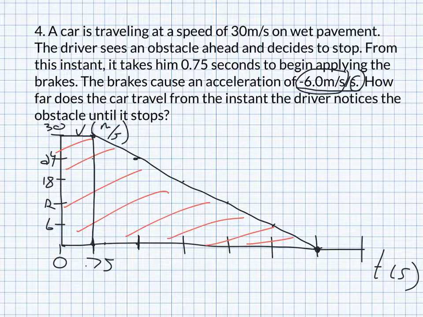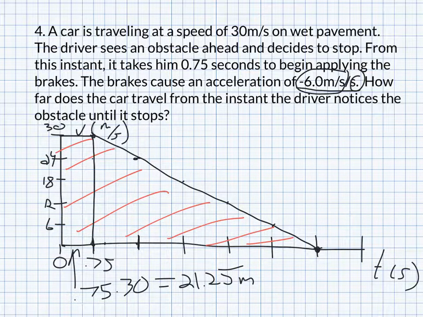So that rectangle here has base times height, which is 0.75 times 30, or 3/4 of 30. What is that? 90 over 4, which is 22.5. So 22.5 meters for that one. And then this triangle here is half base times height. And the base is, let's look at it, 1, 2, 3, 4, 5 seconds wide.